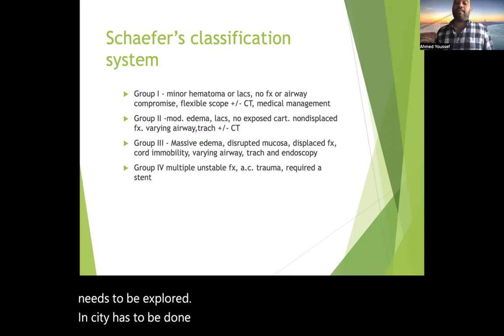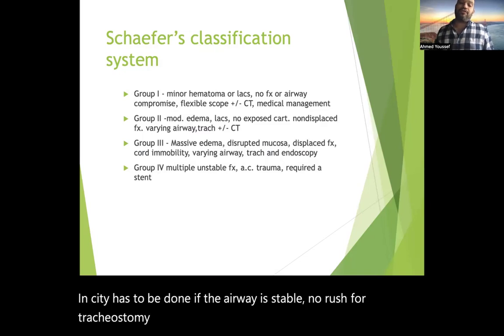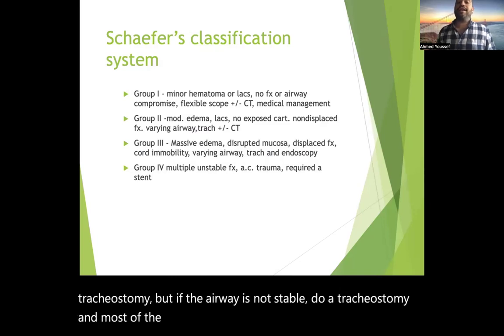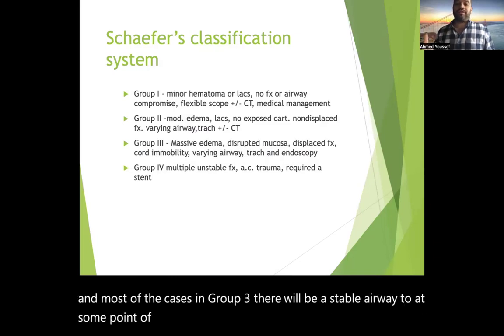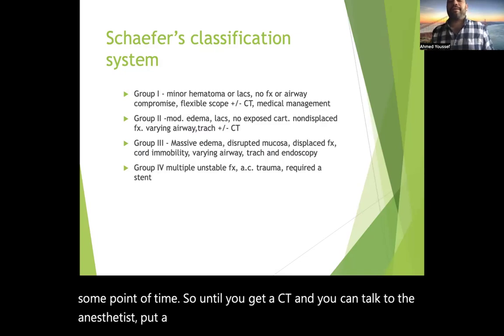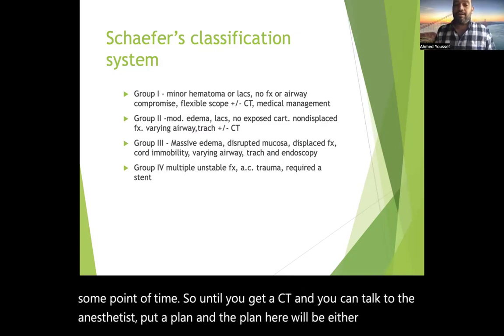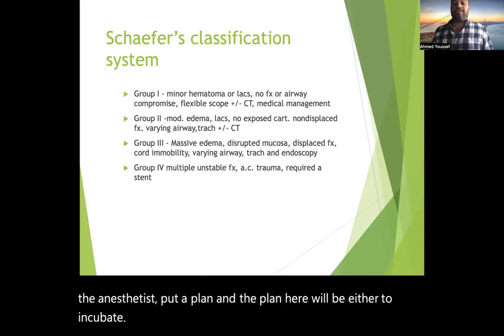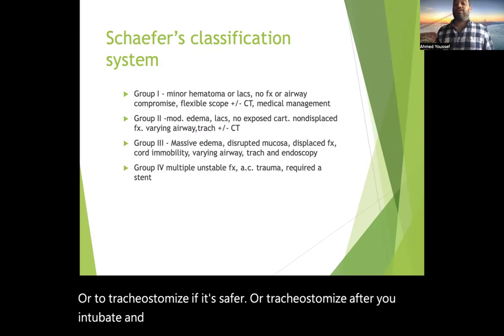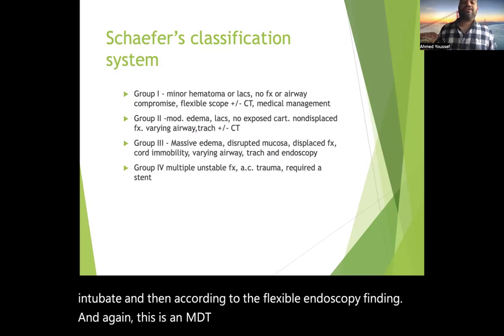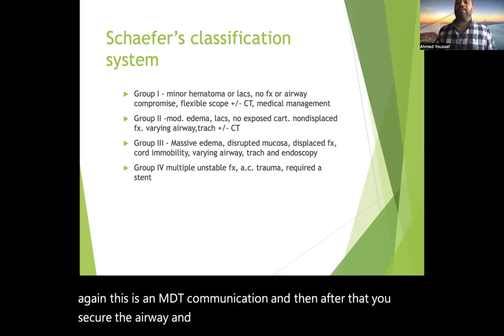If the airway is stable, no rush for tracheostomy. But if the airway is not stable, do a tracheostomy. And in most of the cases in group 3, there will be a stable airway to some point of time. So until you get a CT, you can talk to the anesthetist and put a plan. The plan here will be either to intubate, or to tracheostomize if it's safer, or tracheostomize after you intubate. And then, according to the flexible endoscopy finding, and again, this is an MDT communication, you secure the airway and then you repair whatever it is.